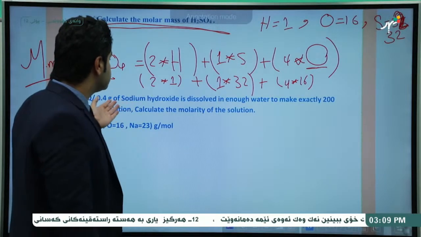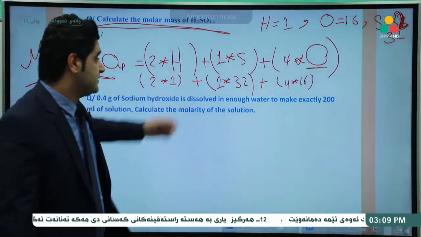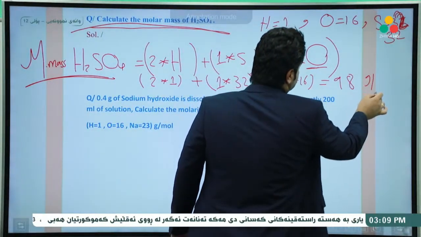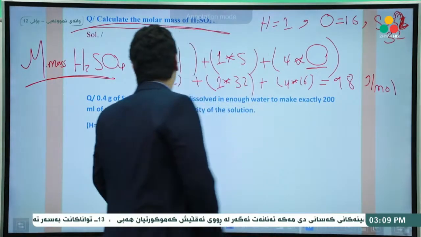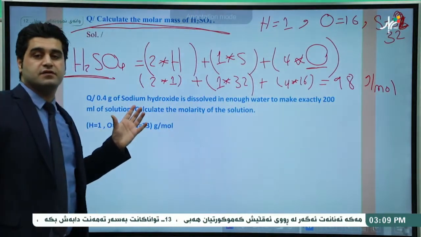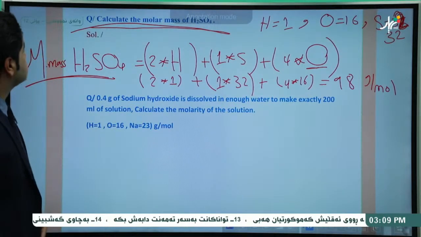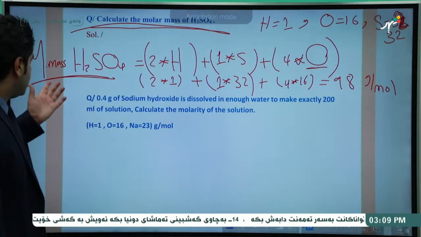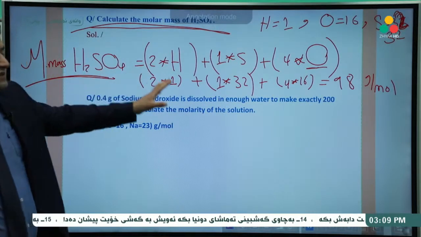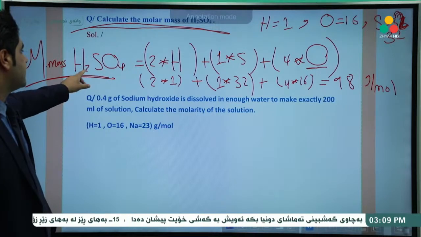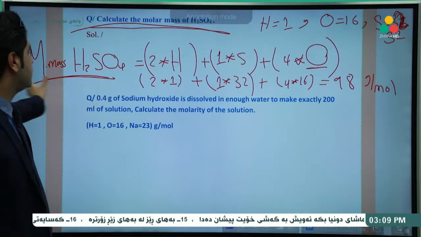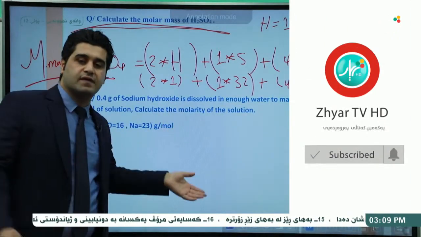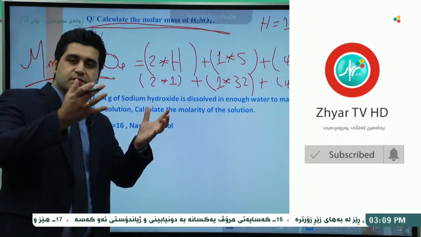I think you don't need to use your calculator to find this result because we know immediately it is equal to 98 grams per mole. This is the molar mass of sulfuric acid. It's very easy, I know, and I'm sure you can solve any question about molar mass just like that. Multiply each number by the subscript number, then substitute each atom by its atomic mass, and then make a summation between them.